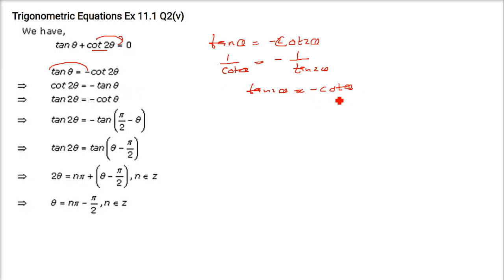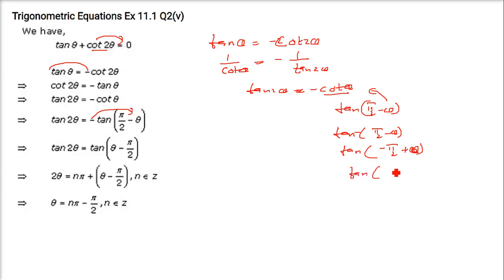But we know that cot theta is tan pi by 2 minus theta. That is, tan pi by 2 minus theta is cot theta. So in cot theta we are writing tan pi by 2 minus theta. Now we are bringing minus here. If I bring minus inside, it will be minus pi by 2 plus theta. So I can write it as tan theta minus pi by 2. So tan 2 theta is tan theta minus pi by 2.